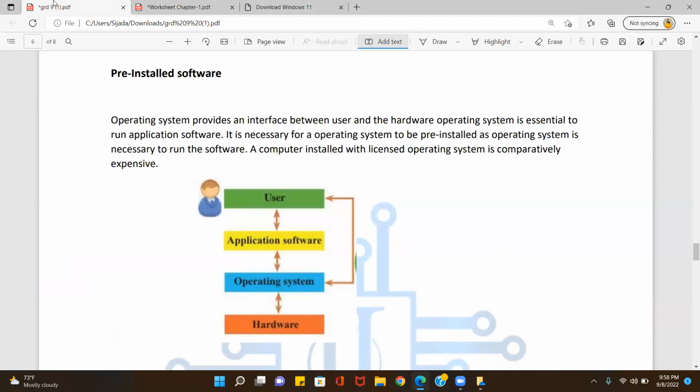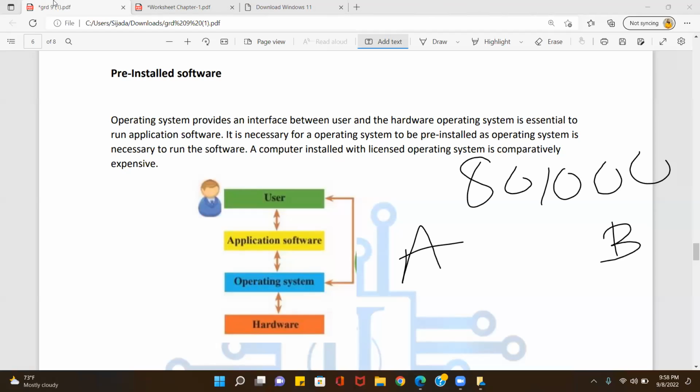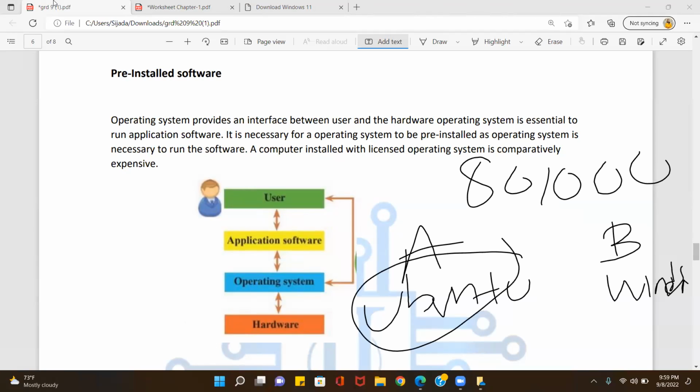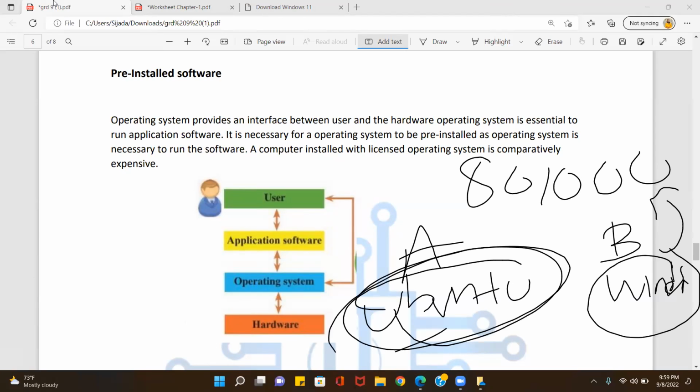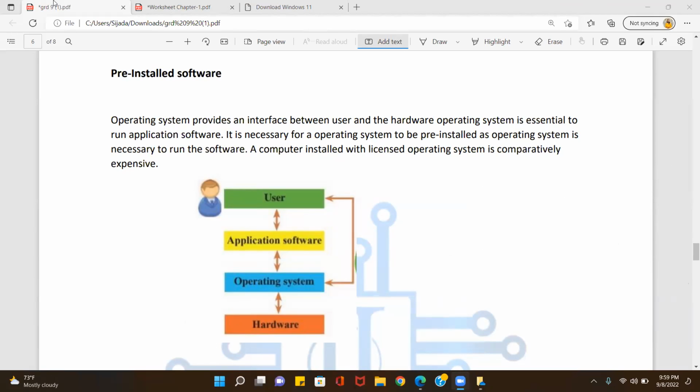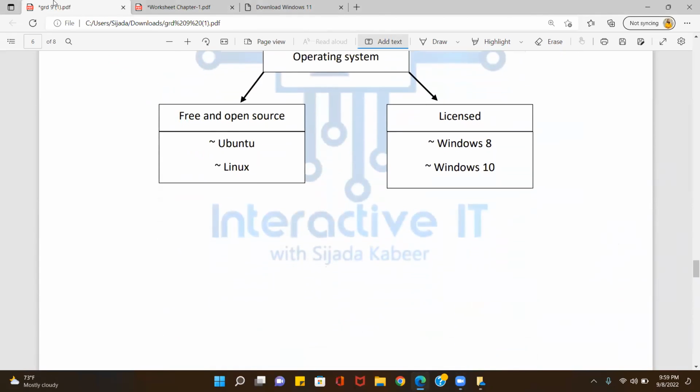So depending on the operating system used, the price of an item also varies. Say I'm selling you a computer for 80,000, but I have two computers, A and B. In computer A, I'm using the Ubuntu operating system. In computer B, I'm using a Windows operating system. You can argue with me: this one is free, so selling it for 80,000 is unfair, but this one is licensed, so selling it for 80,000 is okay. Because it's free, anybody can download it. So the price of an item depends on these softwares also.